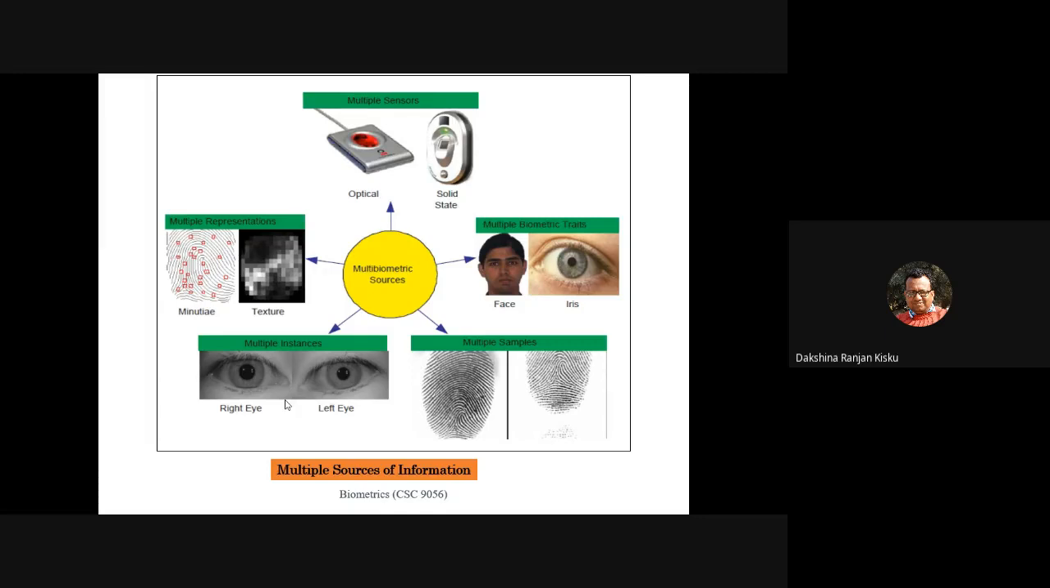So these are the different sources of information. We can put together this information to develop a multi-biometric system, and these multi-biometric systems will prove better than single biometric systems or unimodal biometric systems.